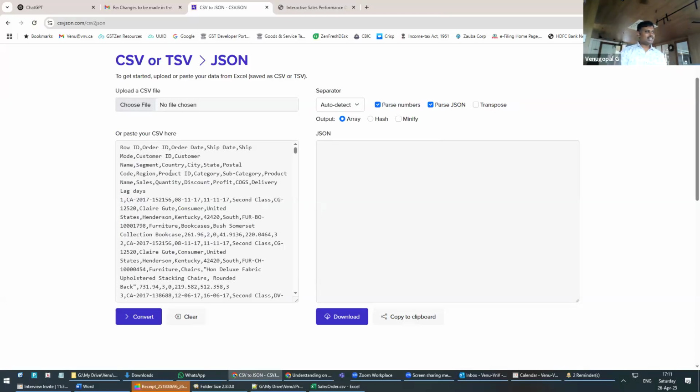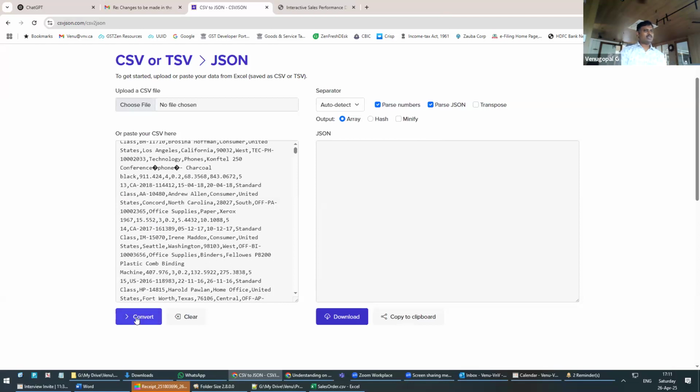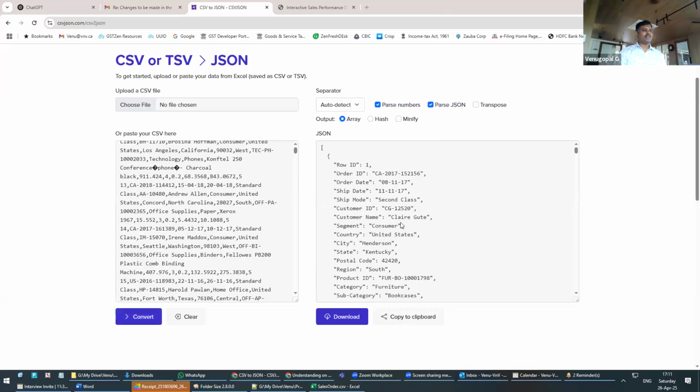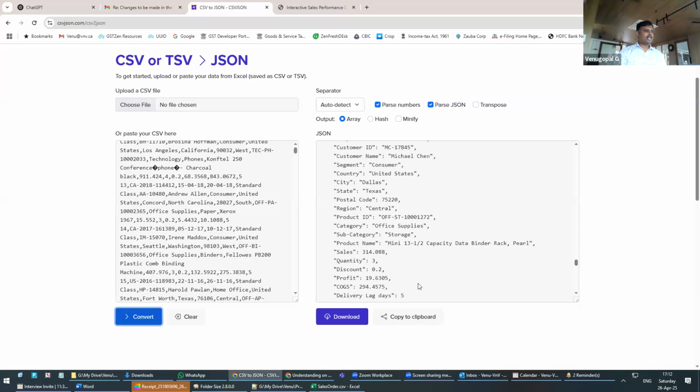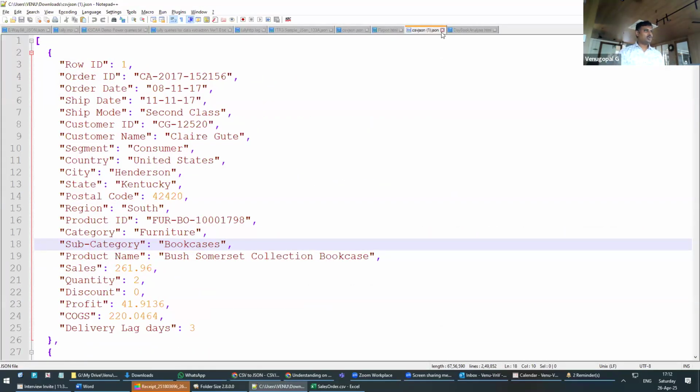You can automatically see all the data which is coming here. Click on this button called convert. On the right side, you will find a JSON that has come. You can actually click on this button called download. It would download the full file into a JSON.